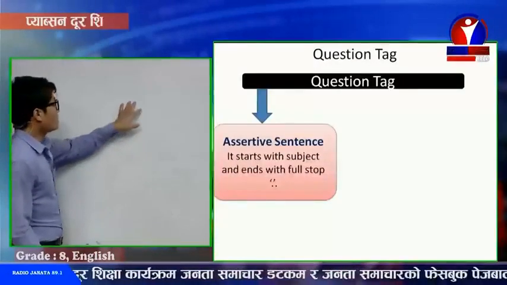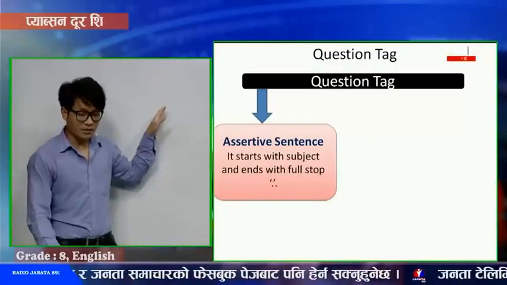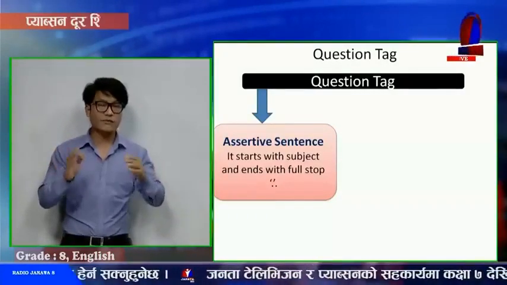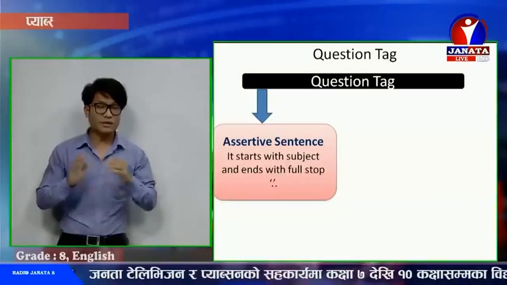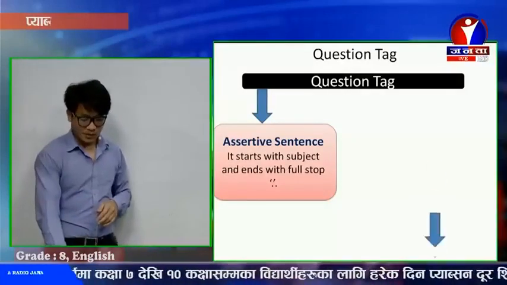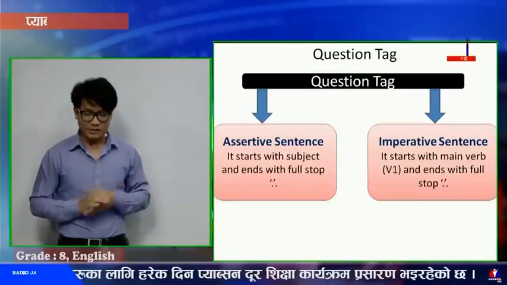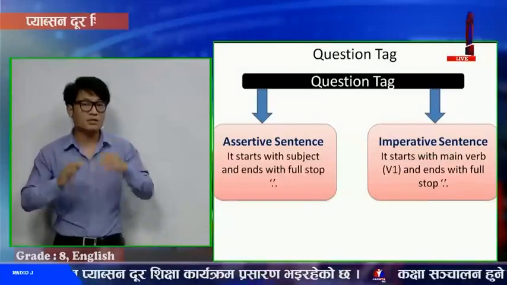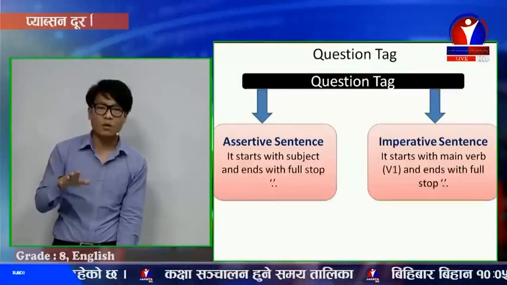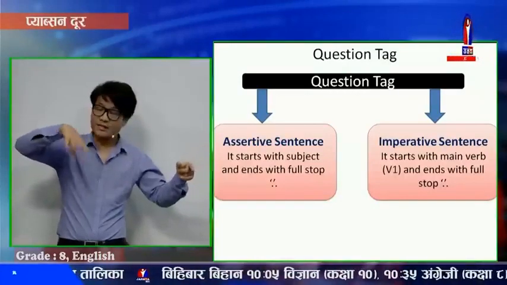As I have told you, only two types of sentences can be used as a question tag. One is the assertive sentence. It starts with the subject and ends with a full stop. And another is the imperative sentence. It starts with the main verb and ends with a full stop, like go there, come here, don't touch, let me go. These are examples of the imperative sentence.